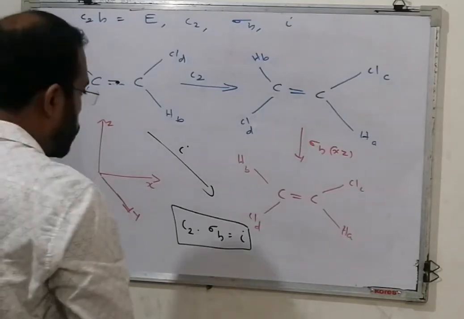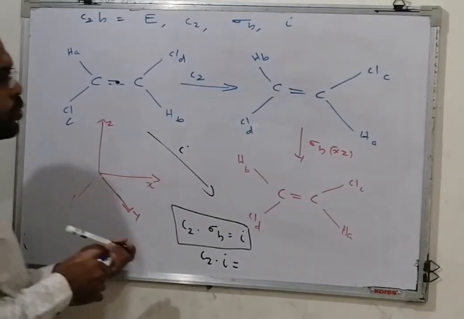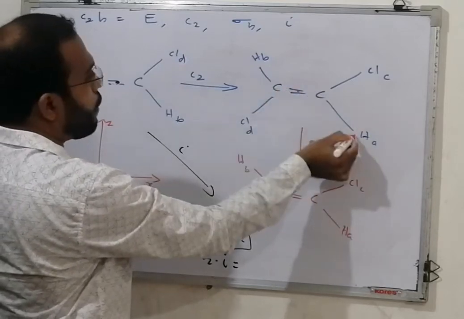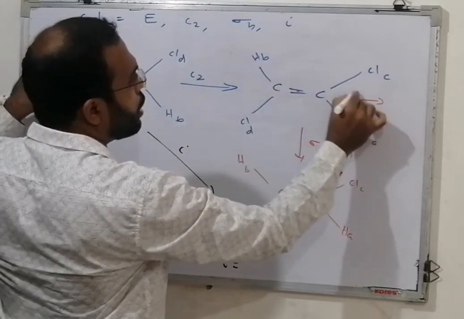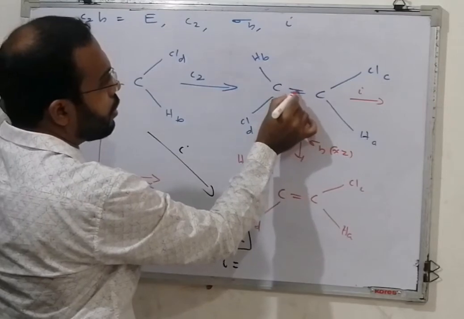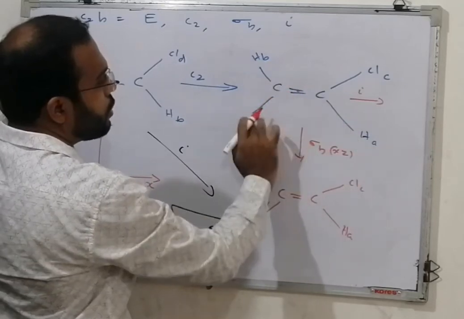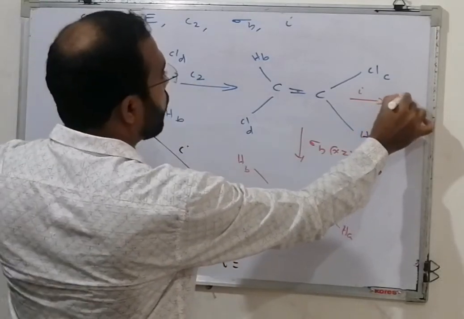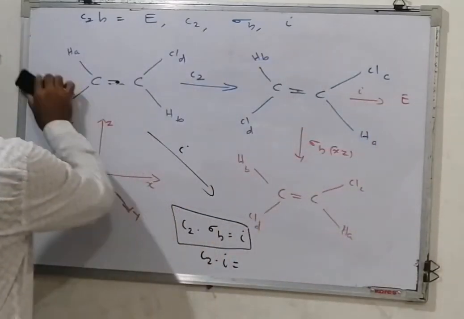Now, what shall be C2 into I? This is C2. What is I? Look at here. C2 into I, put the I. Therefore, what am I getting? Here HA, here HB will be here, I inversion. D will be here, C will be here. Okay, therefore C2 into I, I will get sigma H. Okay? Yes, you can remember, you can do this one by one. Okay?